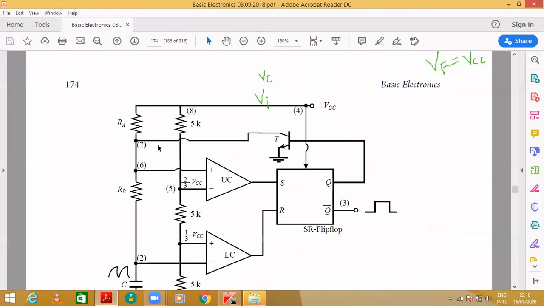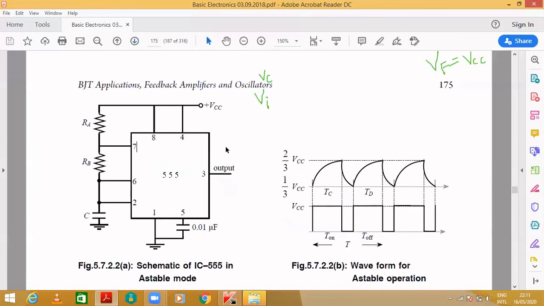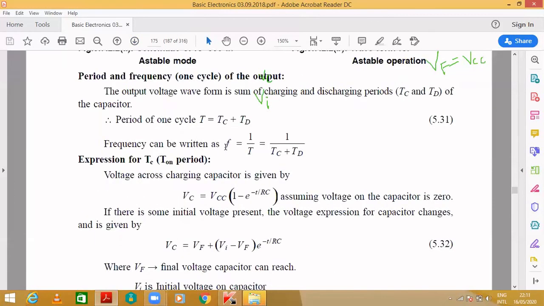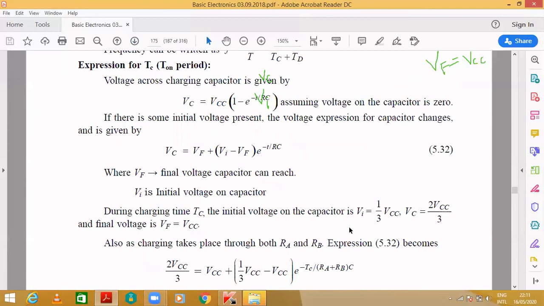When this transistor is off, when the transistor is in the cutoff region, what happens? There is no current across here. The only path it can flow is this path. So the current starts flowing in this path, and it will reach the capacitor, isn't it? That's why the capacitor will be charged through Ra and Rb only. So during charging and discharging, the resistance will be Ra plus Rb, and C is the capacitor.